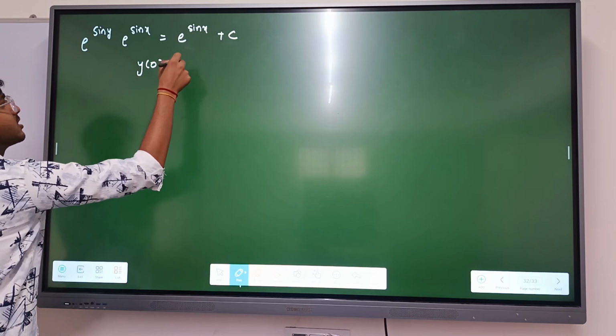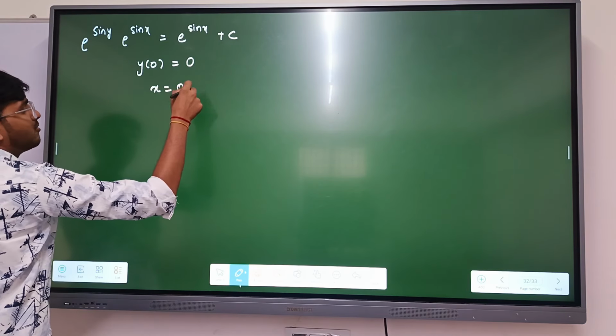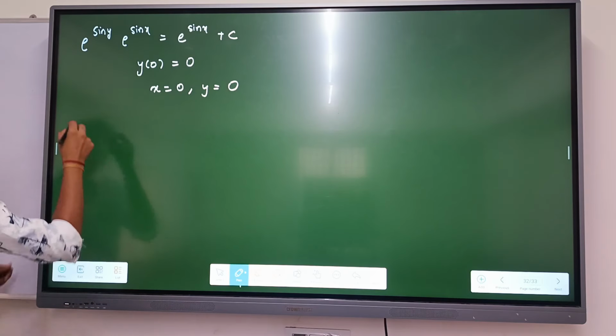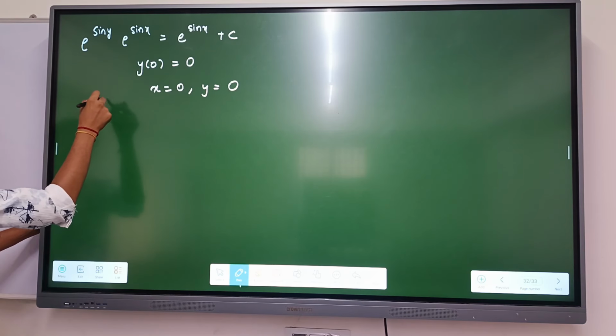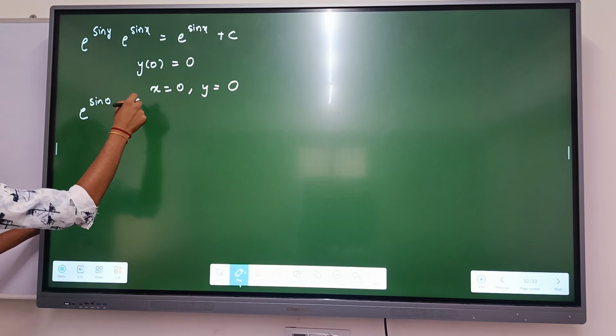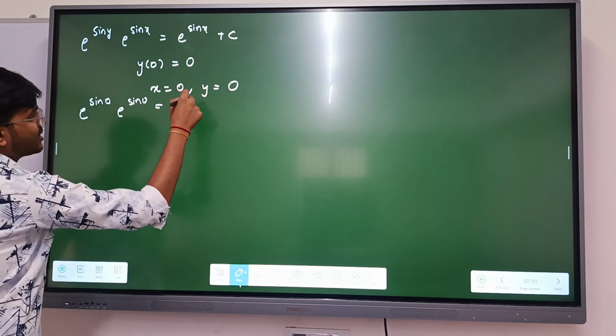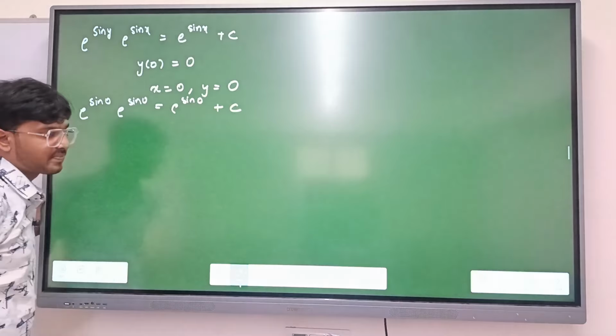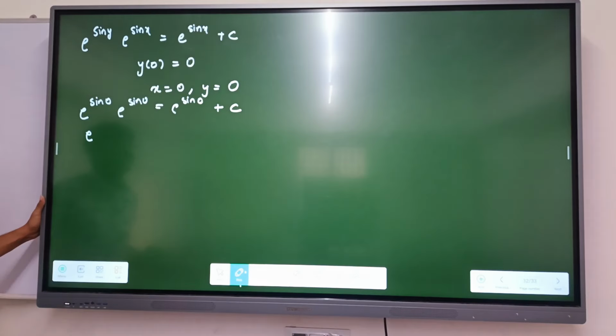Given y of 0 is 0. So at x equal to 0, y is also 0. So e power sin 0 into e power sin 0 equal to e power sin 0 plus c. So e power, what is sin 0? Sin 0 is 1.